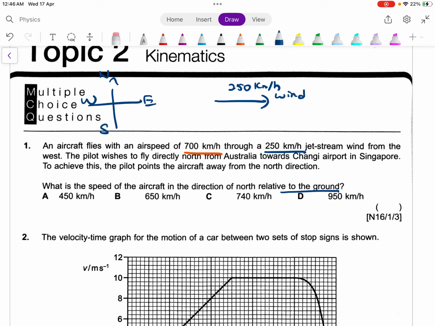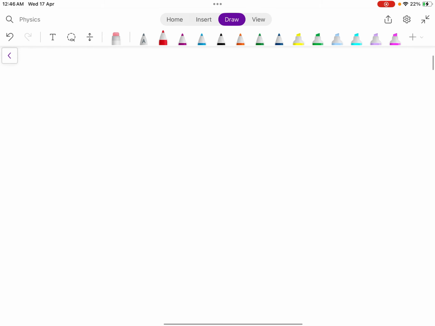First thing, they say that the pilot points the aircraft away from the north direction. So it can be northeast, northwest, and so forth. But one thing for sure is that when you add the two things together, the wind plus the 700 km per hour, they should direct you to the north direction, because they want to fly directly north. So maybe I draw here. This is your wind.